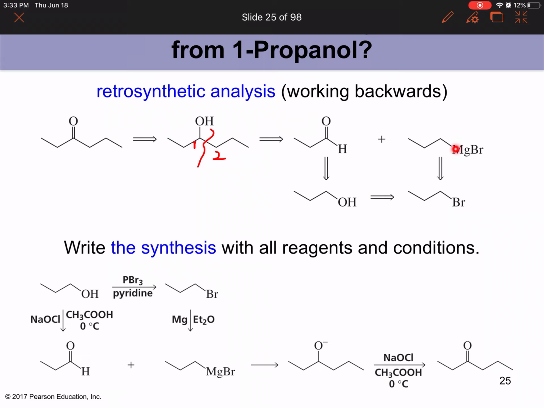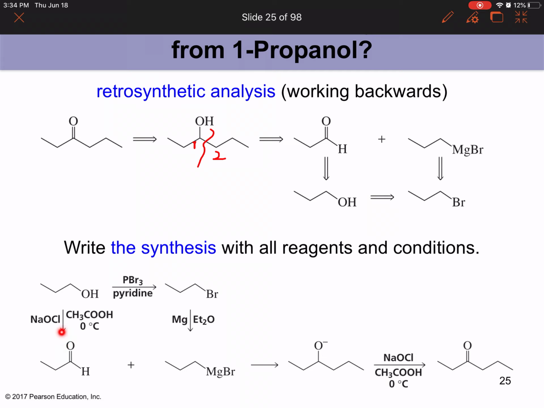So we were thinking backwards. Now we're going to see how we can go forward with the designed path. You start with 1-propanol. To convert to bromide, you can add PBr3 and pyridine. Phosphorus tribromide and pyridine will give us propyl bromide. And then adding magnesium and ether, we can create the propyl magnesium bromide. So we've got one ingredient. We want to make this alcohol, and from this side, we also want to get an aldehyde.